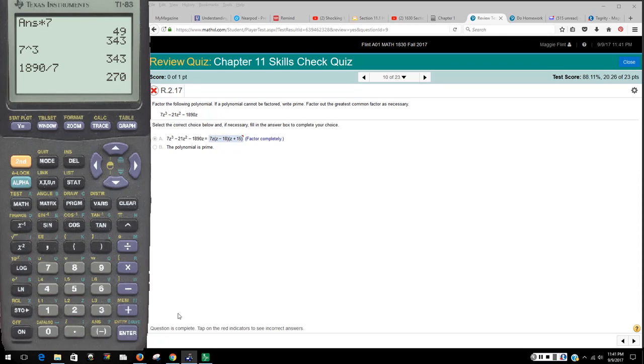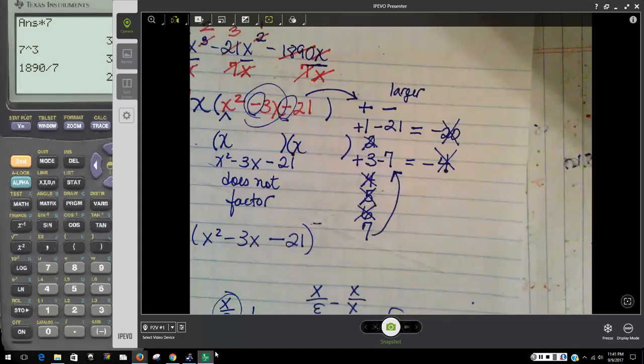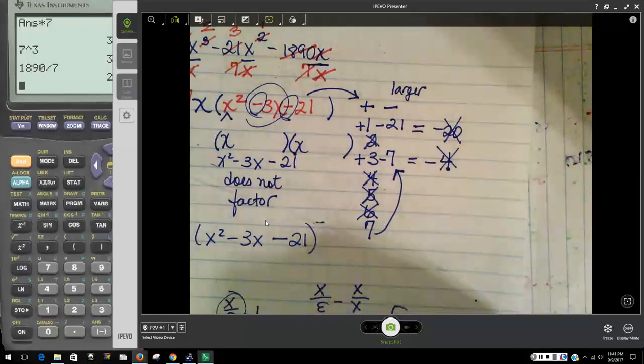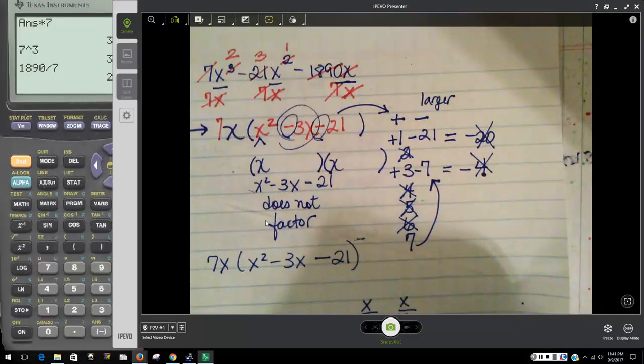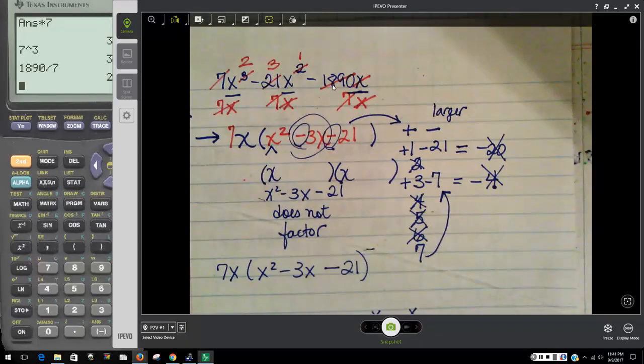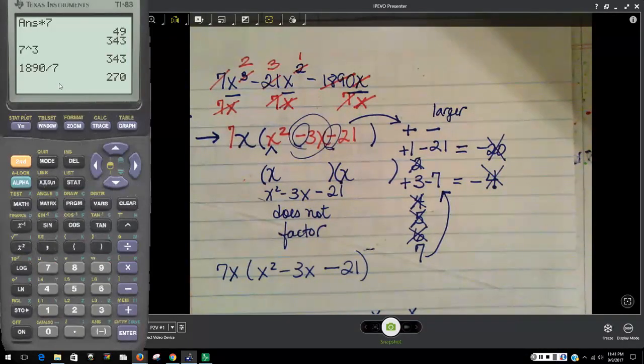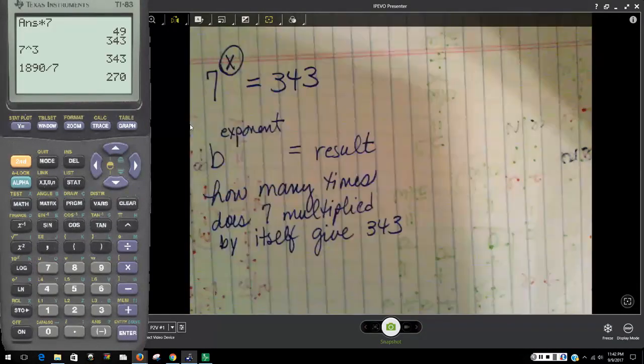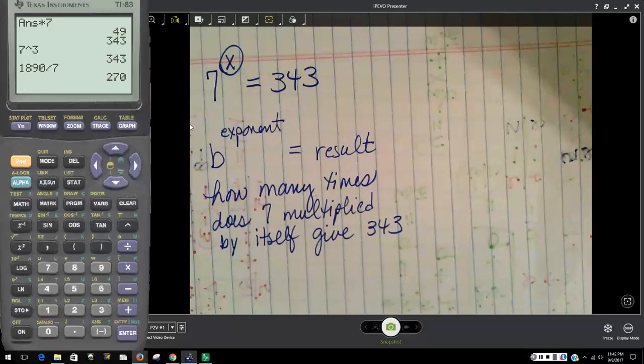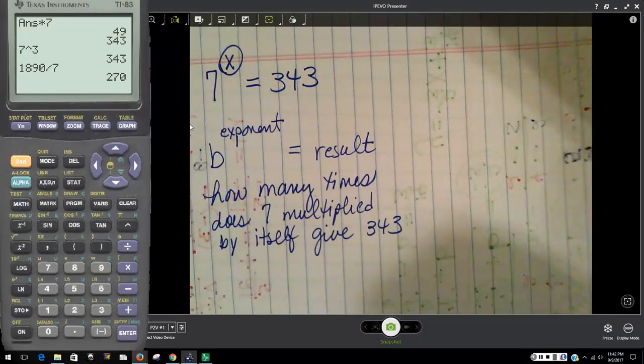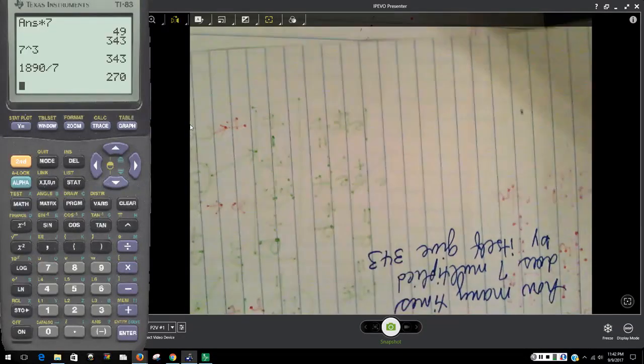Okay. I see where I went wrong here, I think. This is the problem where I worked it. And somehow when I divided 1890 by 7, I did not put down 27 or 270. I put down 21 for some reason. So actually I was not correct. Let me start from the top on that one. Let's just start fresh.